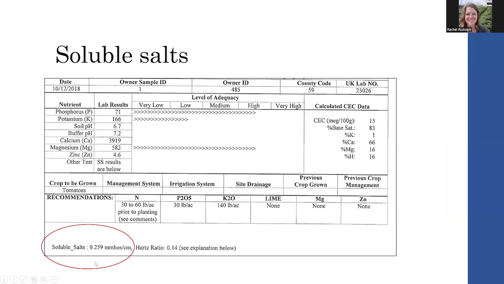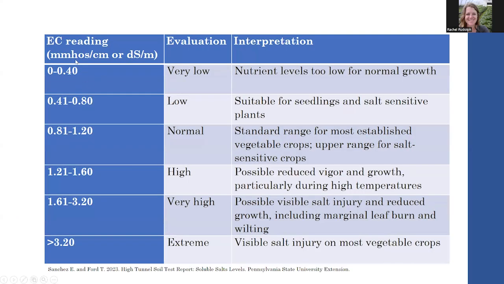So the soluble salts will show up on a soil test. Here is a table to indicate what is normal and what is high when interpreting your soluble salts test. Really what we want to see is an EC reading of less than 1. When you get up into the 2s and 3s, there may be visible injury on crops and remediation may be needed.